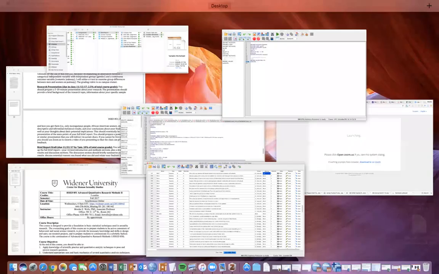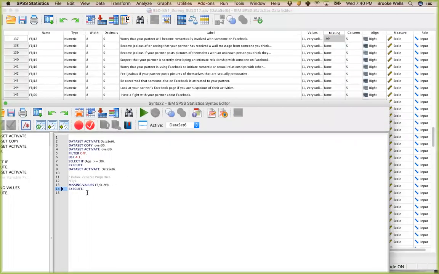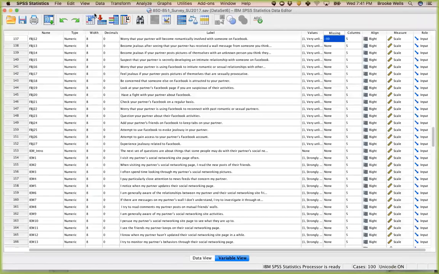And then we can paste that in there, and that's the same thing that we would have written in syntax to say missing values on the FBJ9 variable are -99. So again, there are multiple ways that you can get to that same place, and then you want to create those scale total scores or average scores or whatever you want to create.